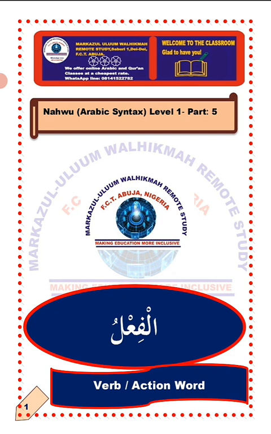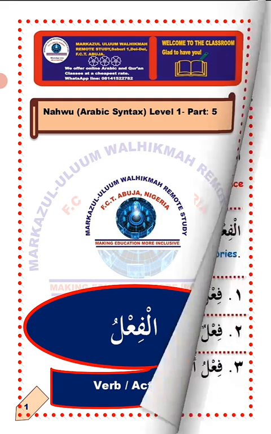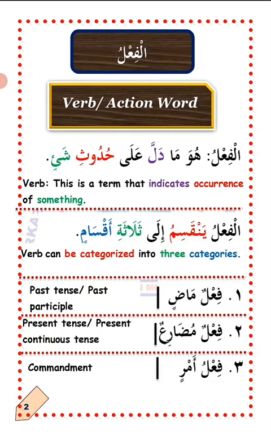Al-fi'l, verb or action word. We are going to learn from this lesson the definition of fi'l, verb in Arabic, and its categories. Al-fi'l by definition هو ما دل على حدوث شيء. It is any word in Arabic that indicates حدوث شيء, occurrence of something.